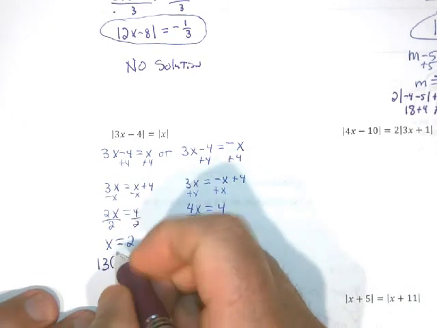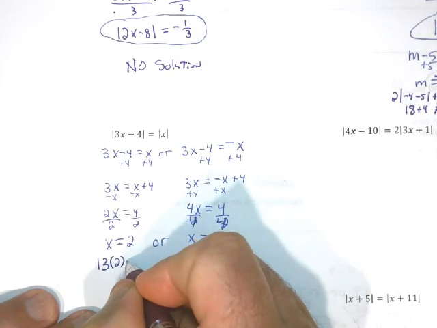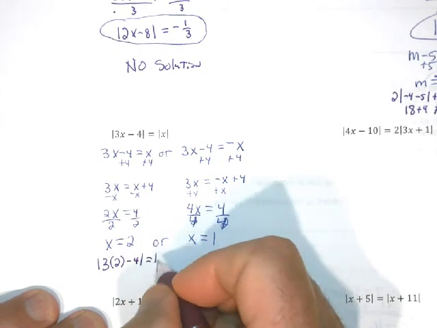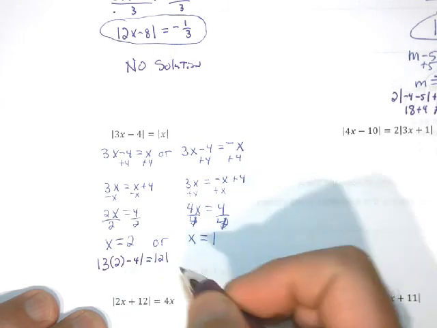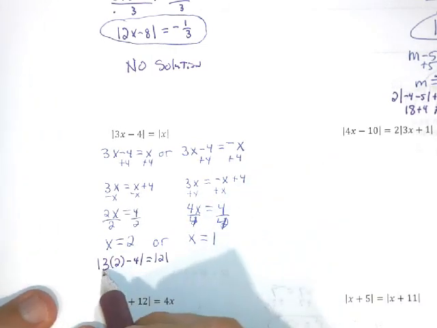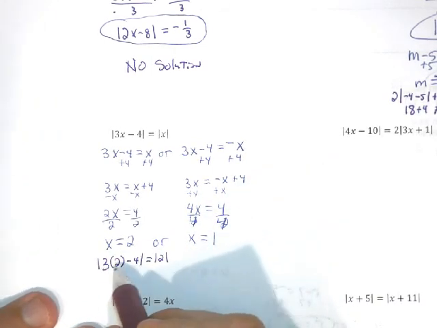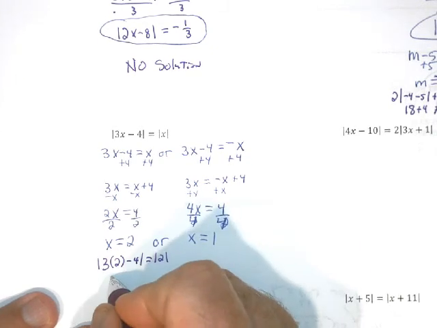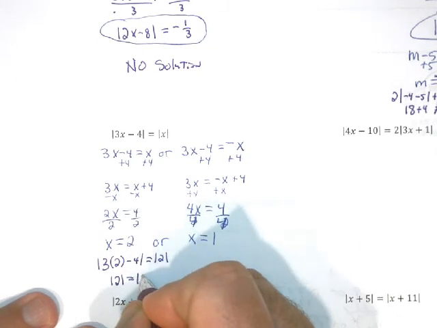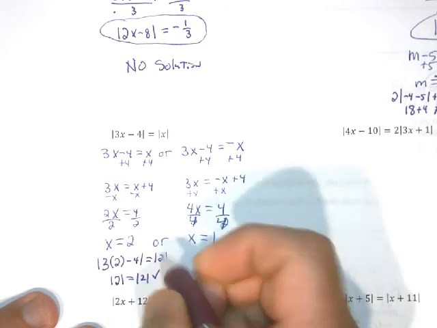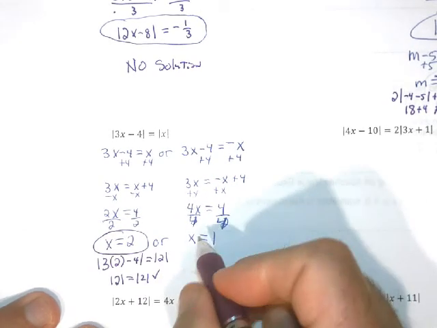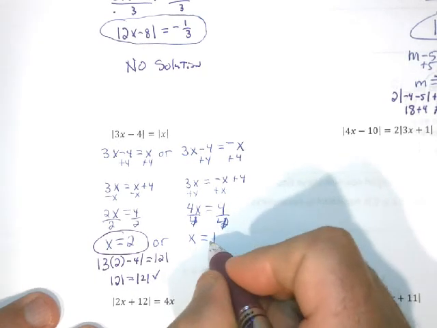So here, plugging in the 2 first, I have 3 times 2 minus my 4, all that equals my absolute value of 2. So again, a little mental math here. That's going to be 6 minus 4, which that's going to give me the absolute value of 2, which equals the absolute value of 2. So yes, 2 works.